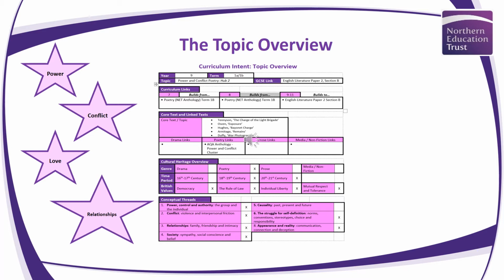Again, discussing the conceptual threads that have been mentioned previously, we're looking at power, conflict, relationship, society, the struggle of self-definition, appearance and reality. However, you'll see on the left-hand side the 4 key concepts. And you've probably seen this in the talk through from Ashley Potts as well. So everything that you've discussed in this particular scheme of work will have been discussed previously to those concepts as well, and will continue to be discussed as well into GCSE.